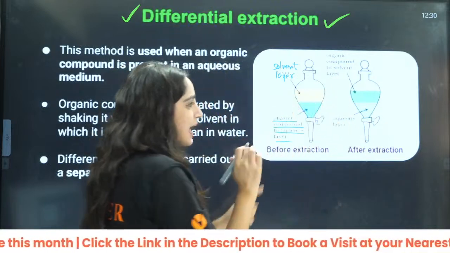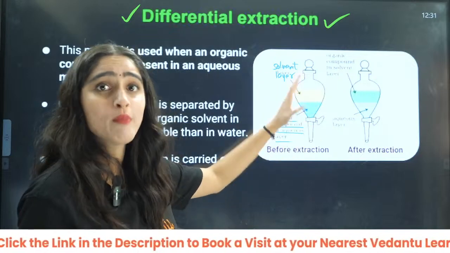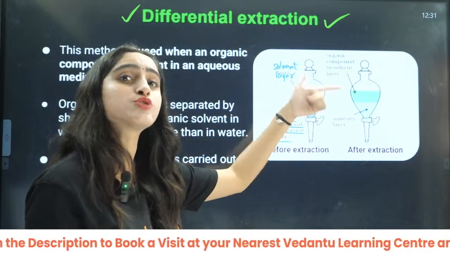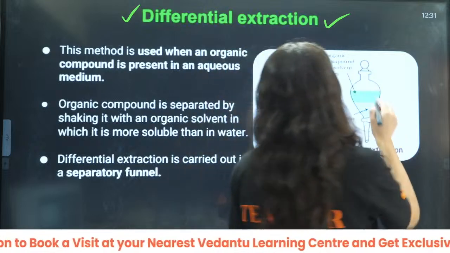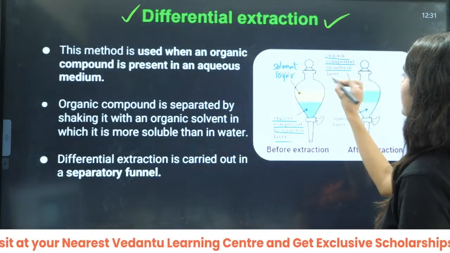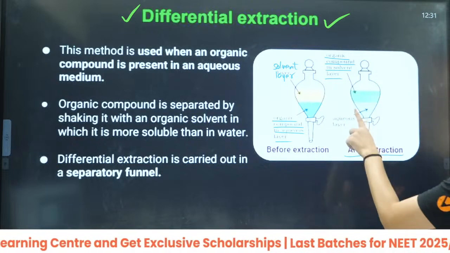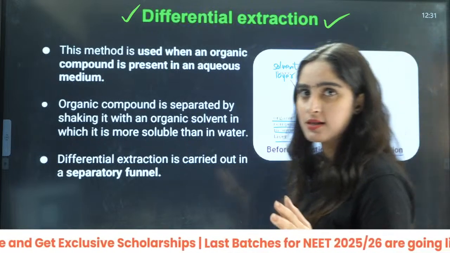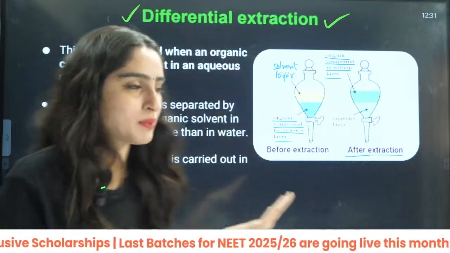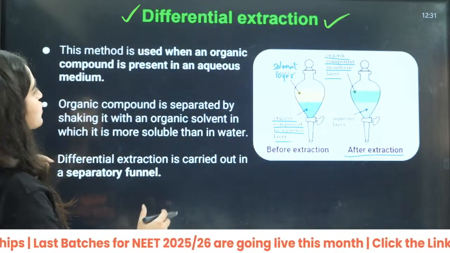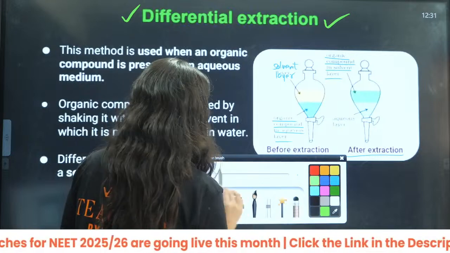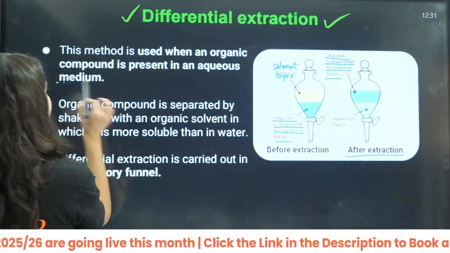The organic compound will shift from the aqueous layer to the solvent layer. Now the organic compound will be mixed in the solvent layer. This is after extraction, and this aqueous layer will stay as it is. Understood, beta? Very, very simple it is. This method is used when an organic compound is present in the aqueous medium.